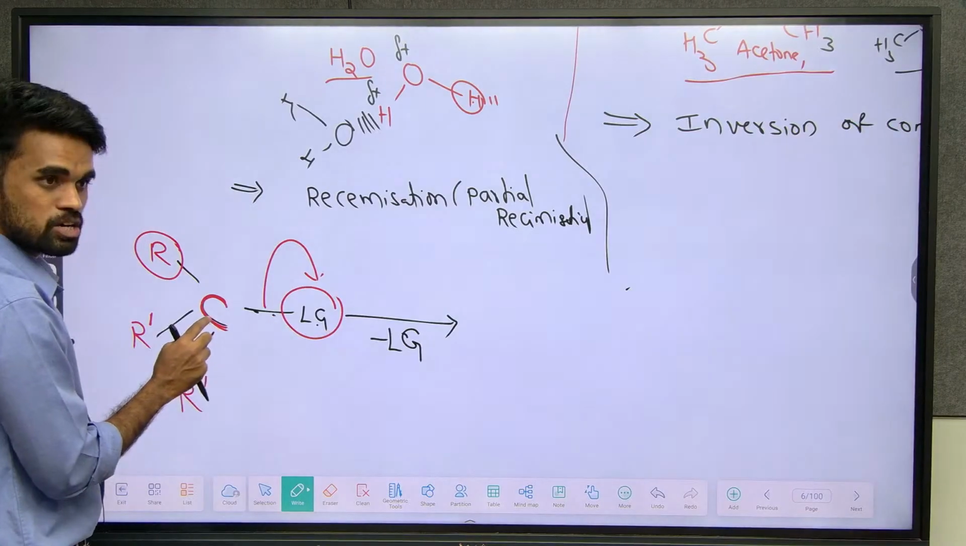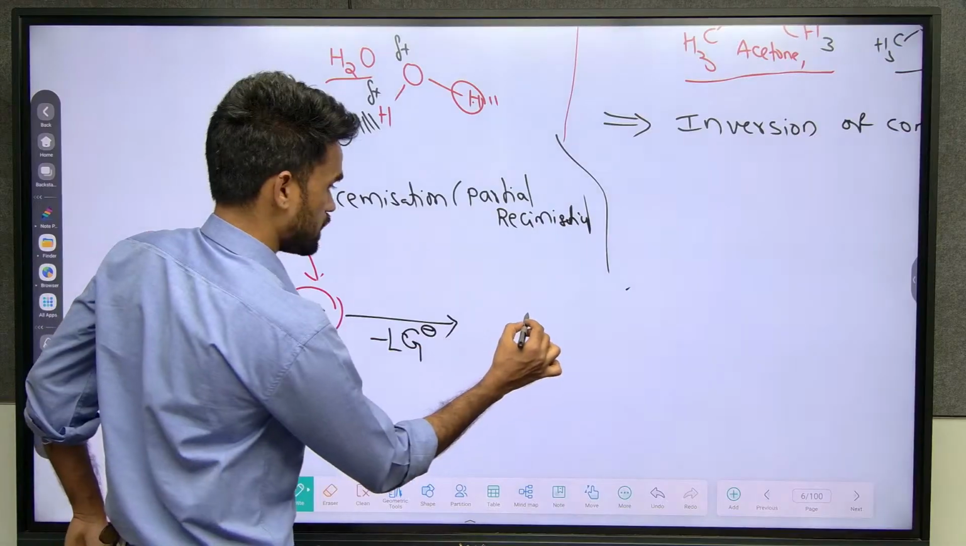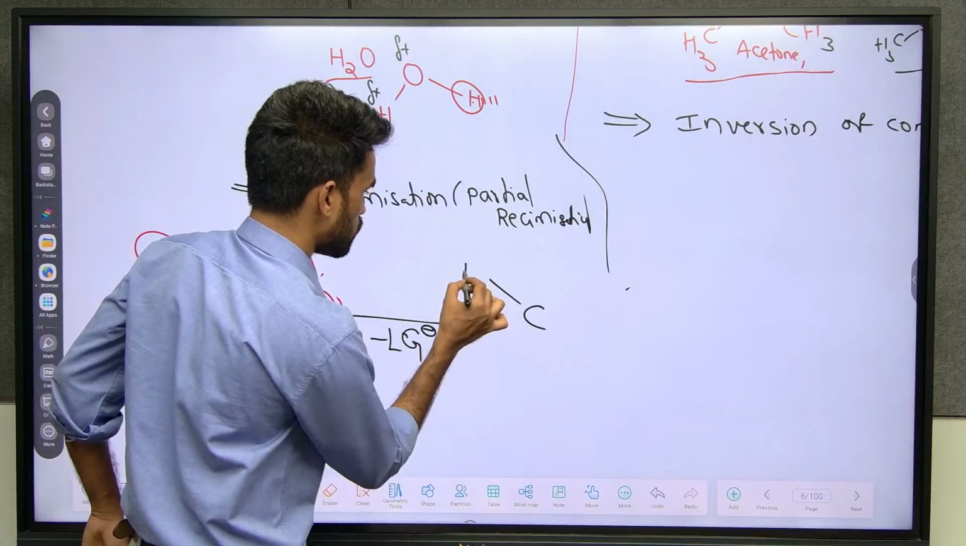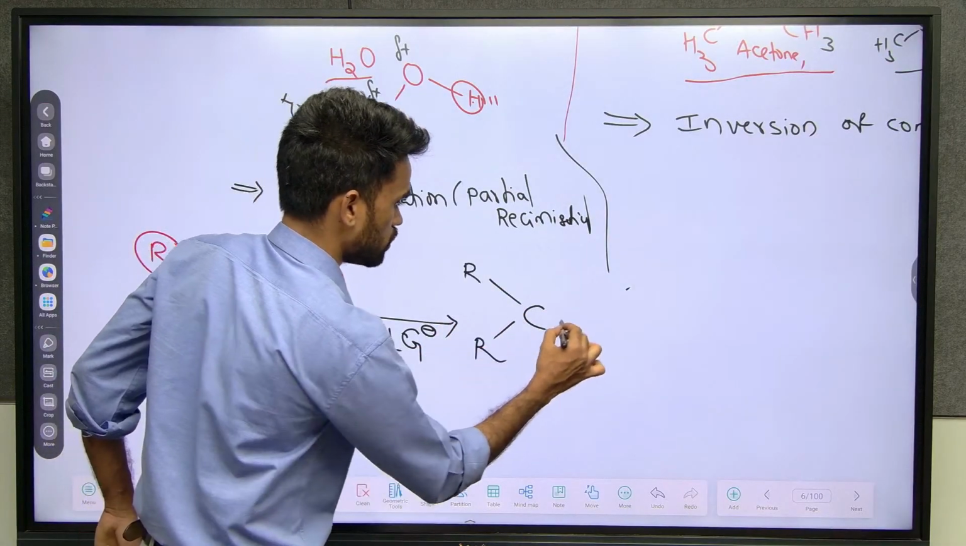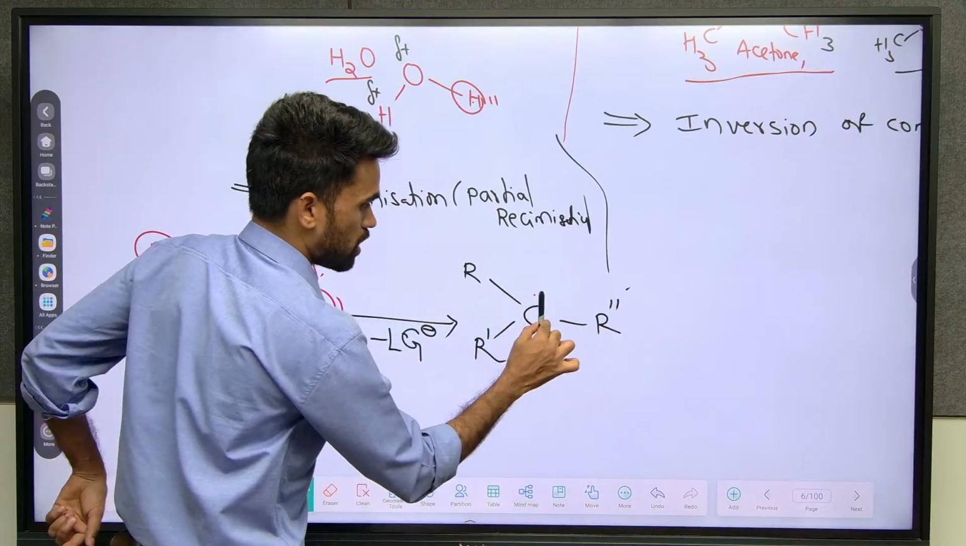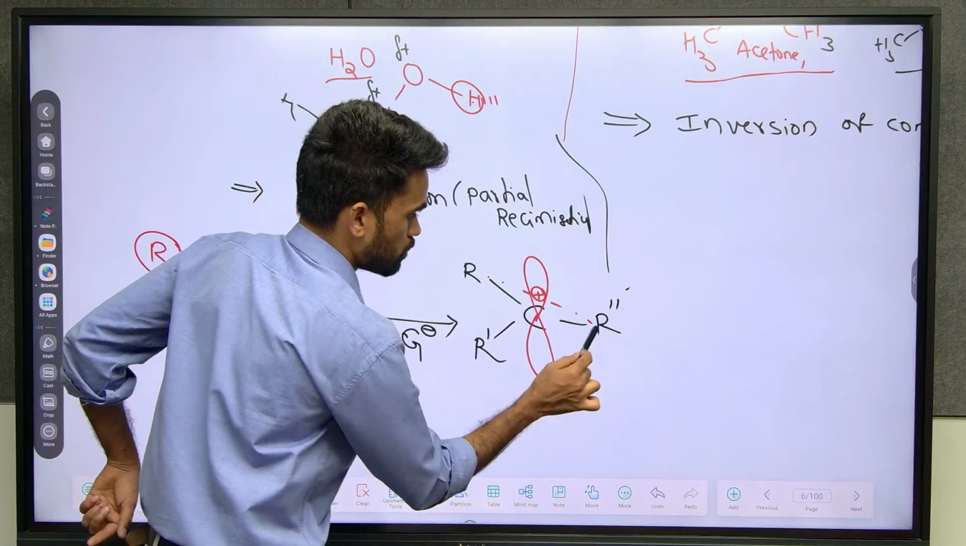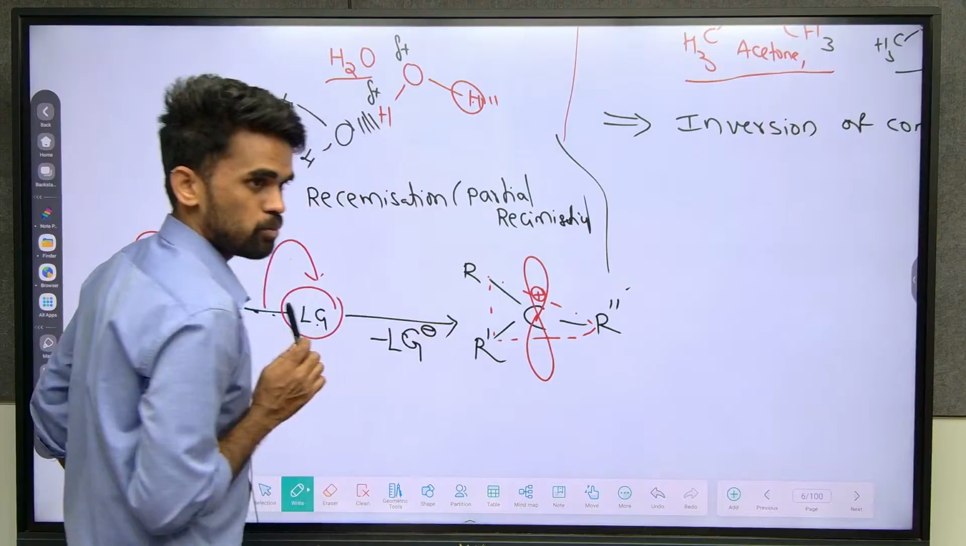Now what charge are you creating here? So Lg minus is coming out. So what should I write here? Carbon with 3 different groups now, one is R dash, R double dash. So here there is a positive charge now. It means what is this? It's a carbocation only now. Carbocation or not?